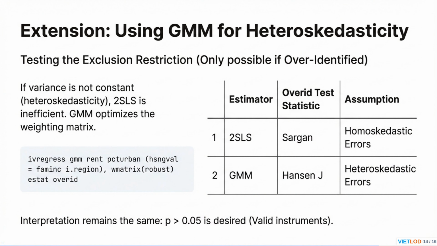In this final extension, we address the issue of heteroskedasticity. When the variance of your errors is not constant, 2SLS is no longer the most efficient estimator. Instead, we turn to GMM, the Generalized Method of Moments, which optimizes the weighting matrix to handle this non-constant variance.